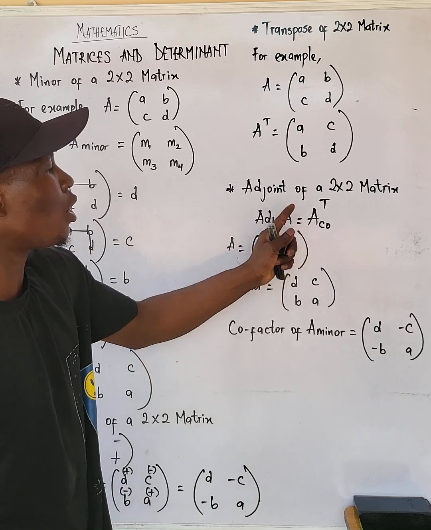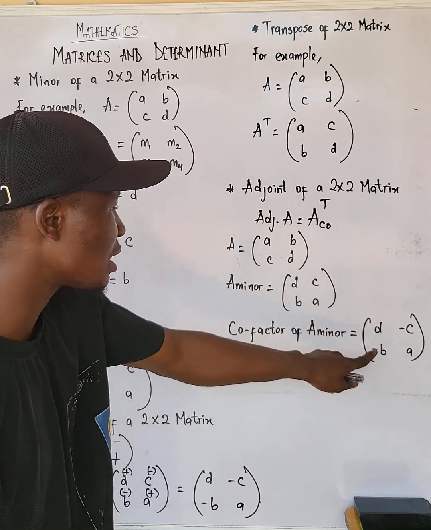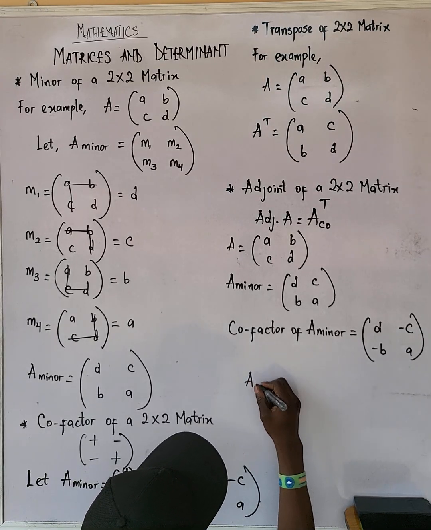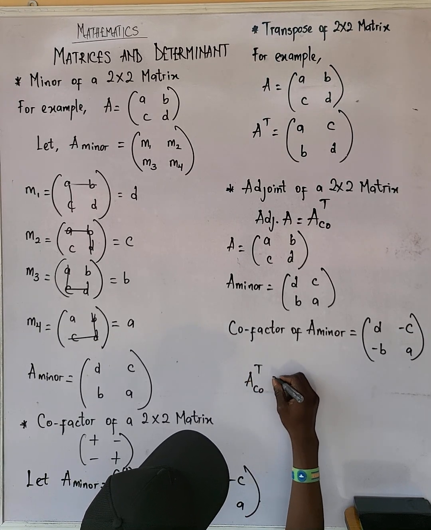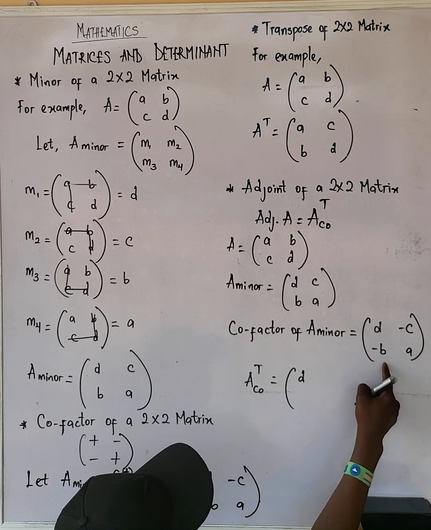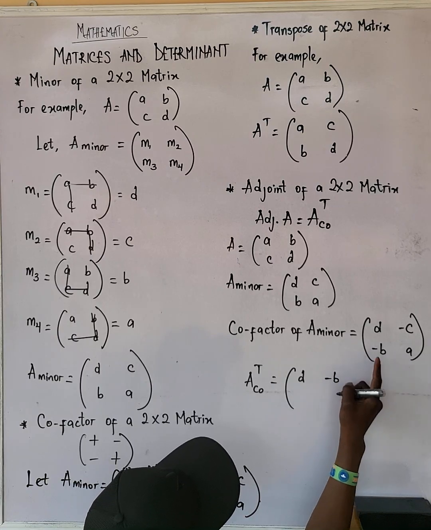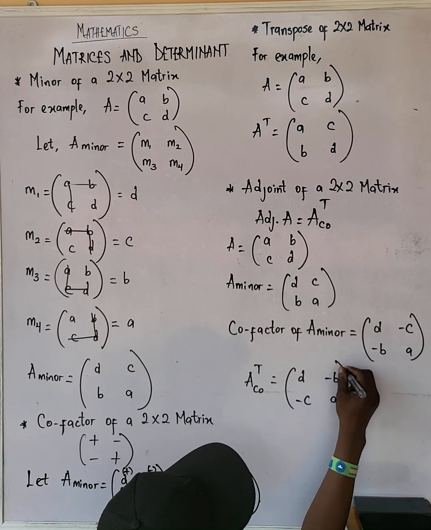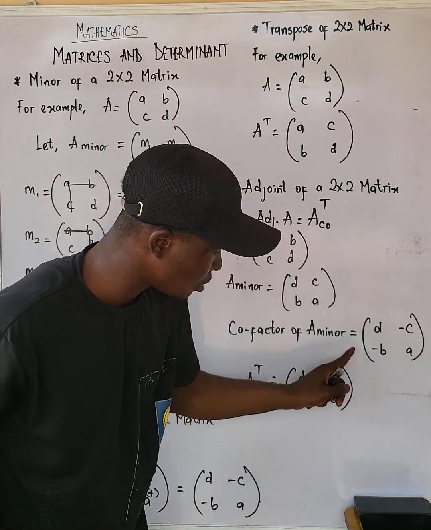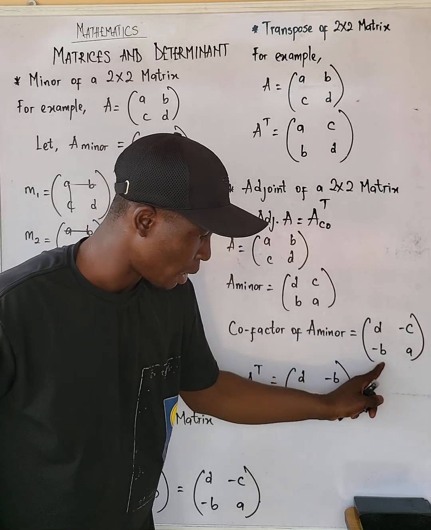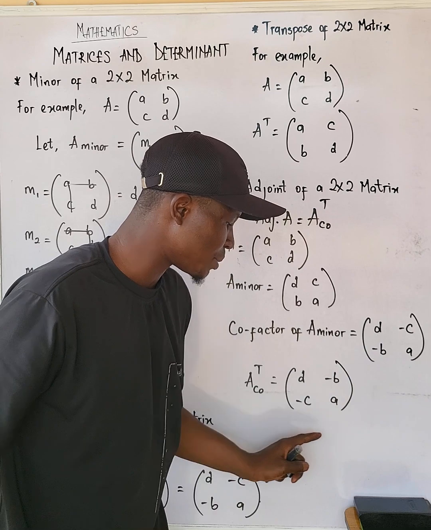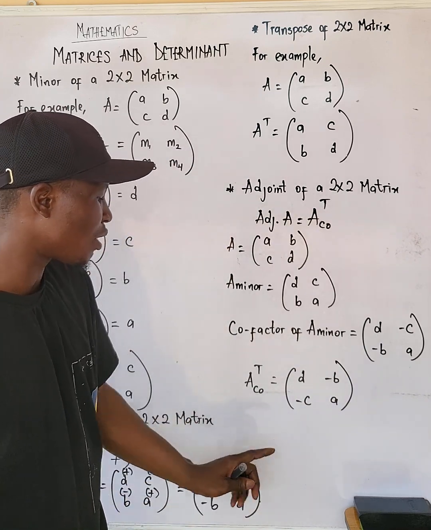So what do we now do? For us to get the adjoint, we have to transpose that cofactor. Now when we transpose it, what do we have? The transpose of the cofactor will now be, let's transpose this now. The column will become row. That will be D, minus B, then minus C, A. Now look at it. The row has become column. D, minus C has become a column. Minus B, A has become a column. D, minus B has become a row. Minus C, A has become a row. Do you get it now? So I've gotten the transpose of that cofactor.